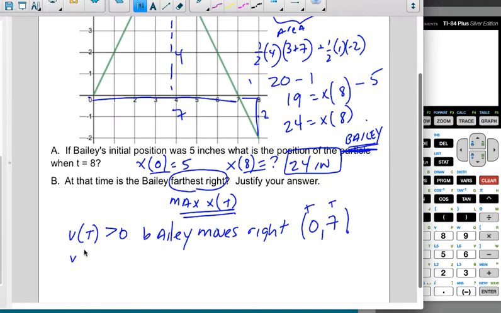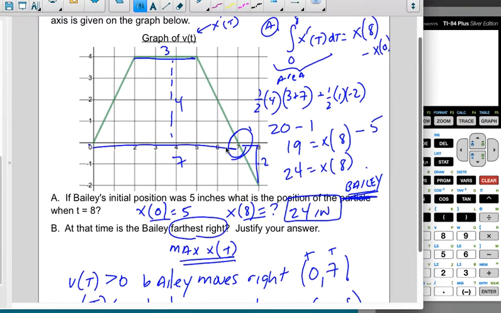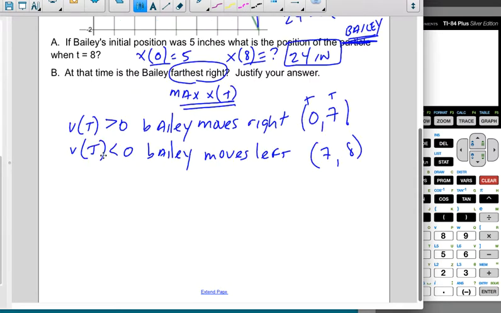Okay? When v of t is less than 0, Bailey's moving to the left. So that's happening from 7 to 8. Right? So basically what's happening is he starts at 5 and he moves right for a really long time. This has to be the max of x of t because he's moving right, stops, turns around, and moves left. So the max is happening at t is 7, right?